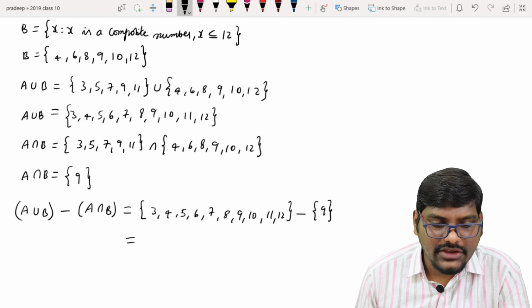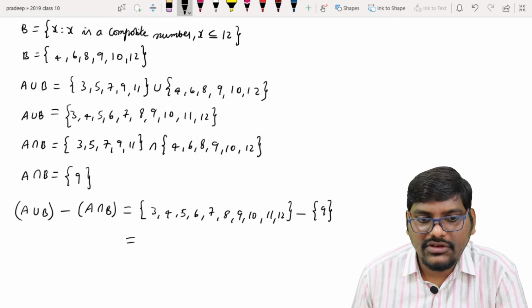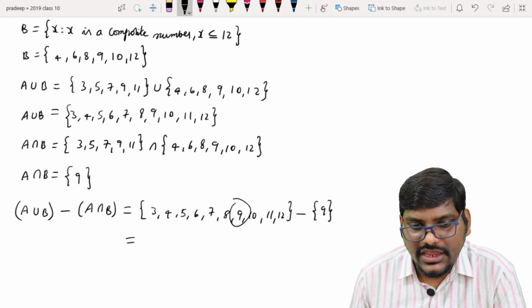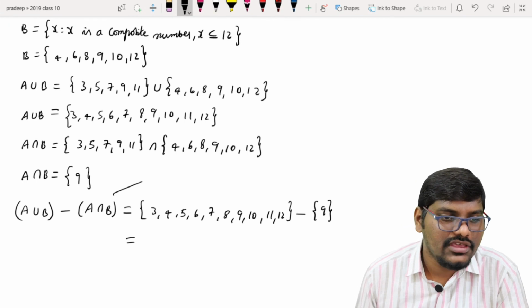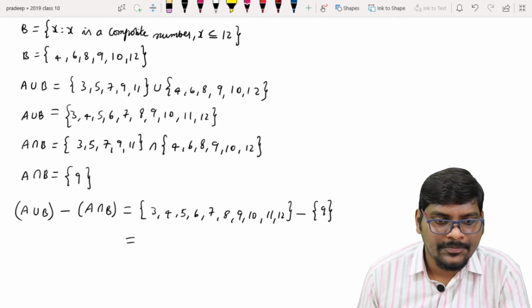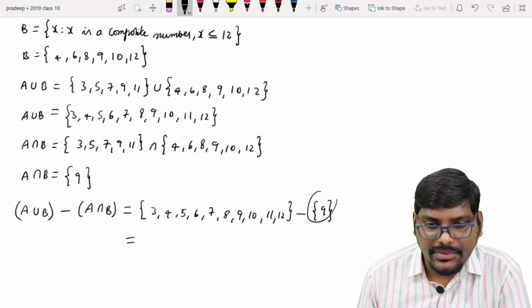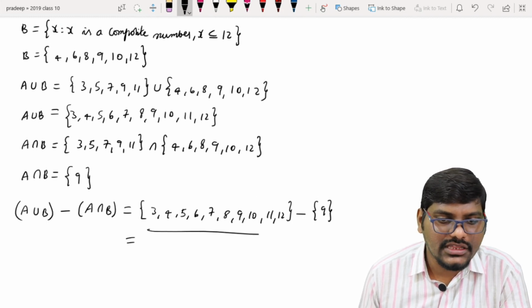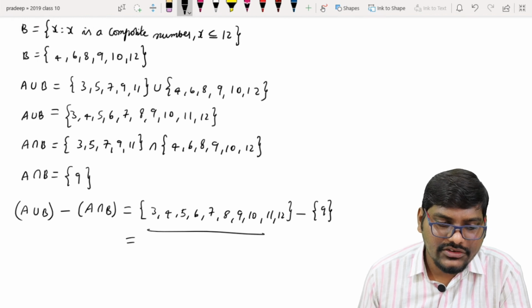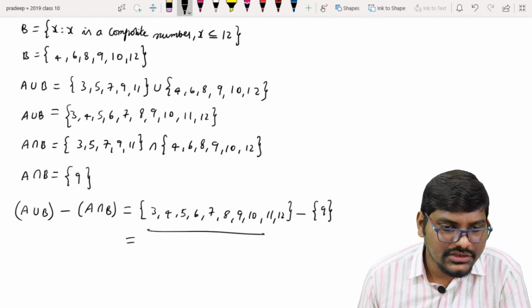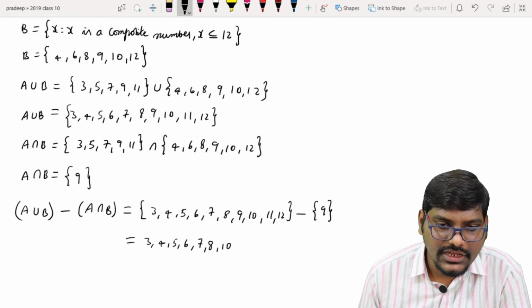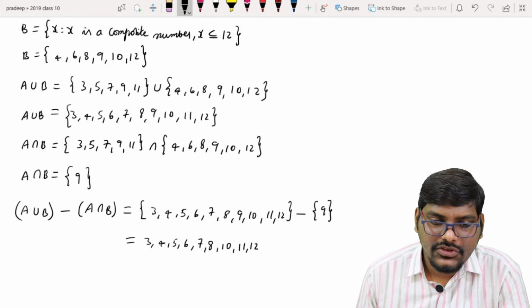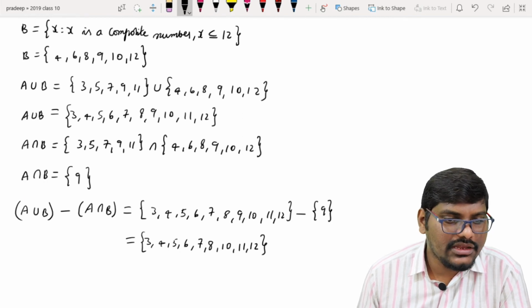Now when we do subtraction, that means we are just subtracting whatever elements are there. And see, this is 9 here, and here is 9. So we will just omit 9 and write the remaining things. That is A union B minus A intersection B. So we will omit 9 in this because we are subtracting 9 from this set. So we'll write the remaining content: 3 4 5 6 7 8, 9 we are omitting, so 10 11 12. So this is A union B minus A intersection B.